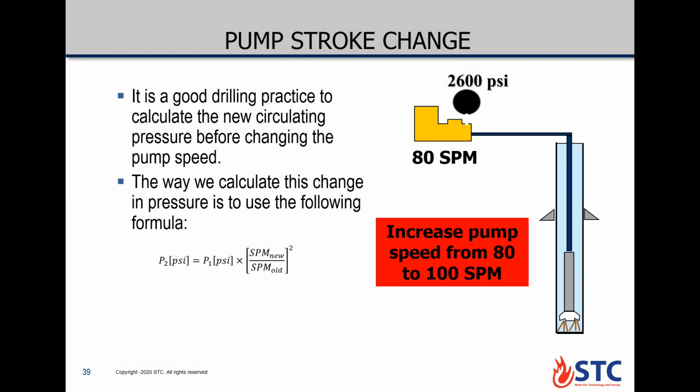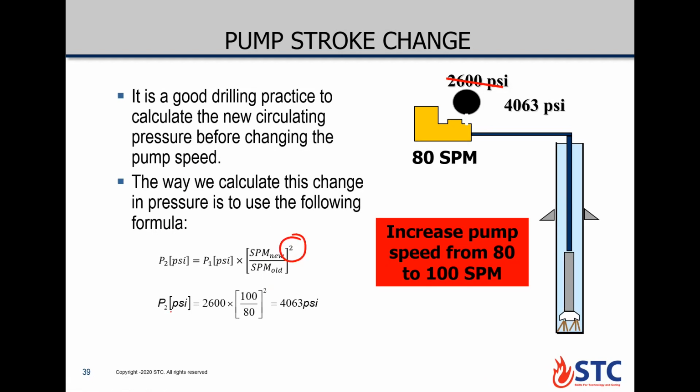If we change the pump speed, what do you think happens to the pump pressure? Increase, decrease, or stay the same? Increase. Yes, it will increase. So how do we calculate it from this formula? New pump pressure equals old pump pressure times SPM new over SPM old, all to the power 2. And don't forget this power 2.